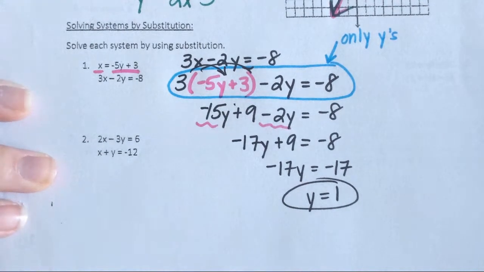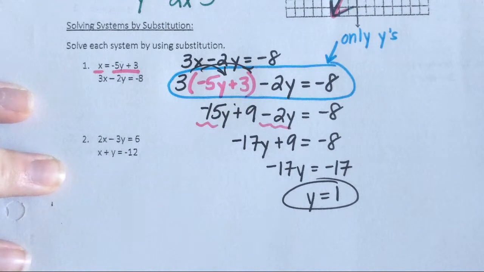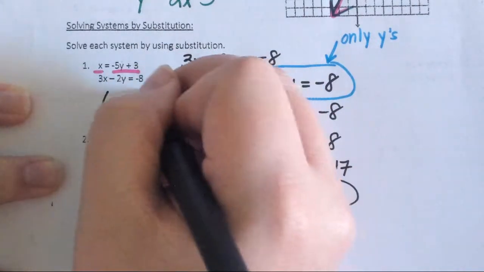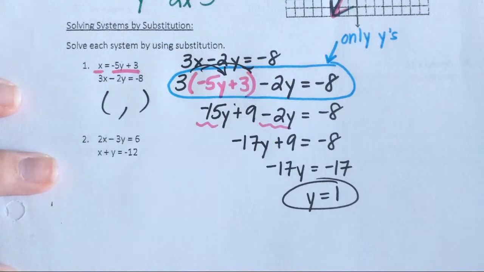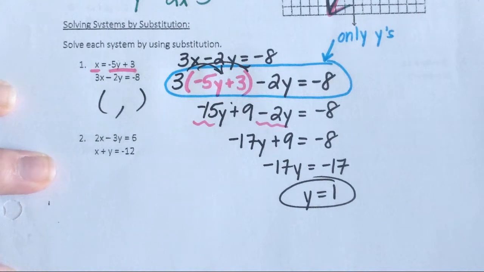Okay. I circled it. Am I actually done? No. You have to have an ordered pair. Just like yesterday, we're wanting to know where the two lines cross, so we need to know that point. Right now, we only know the y value. We still need to know the x.